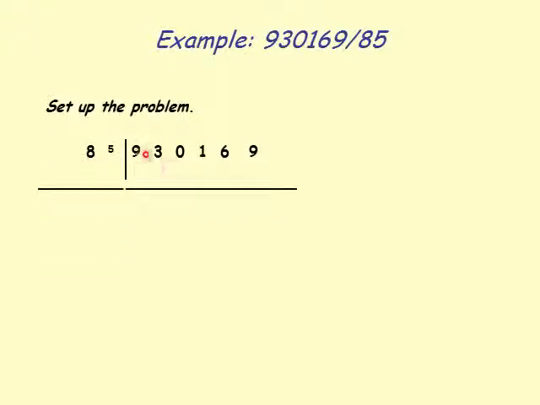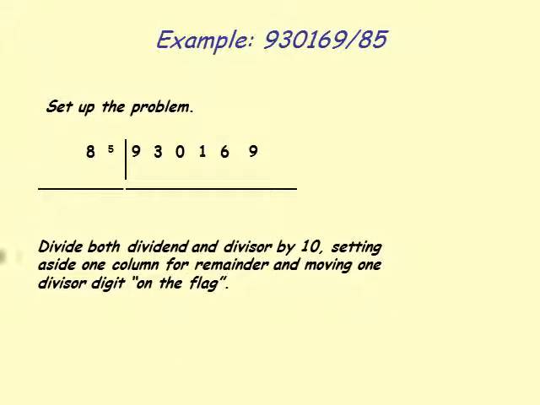So we set a problem here. Dividend is 930169 and divisor is 85. Nothing new, we have done that before. Divide both dividend and divisor by 10. That will set aside one column for the remainder and will move the one digit on the flag.